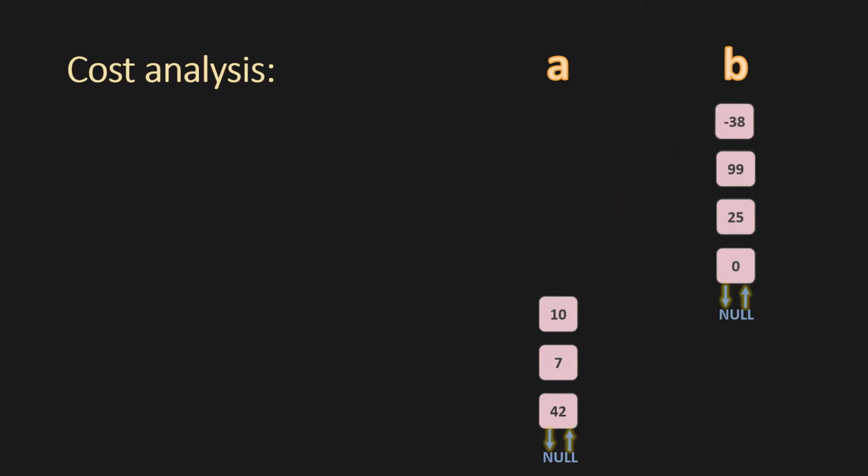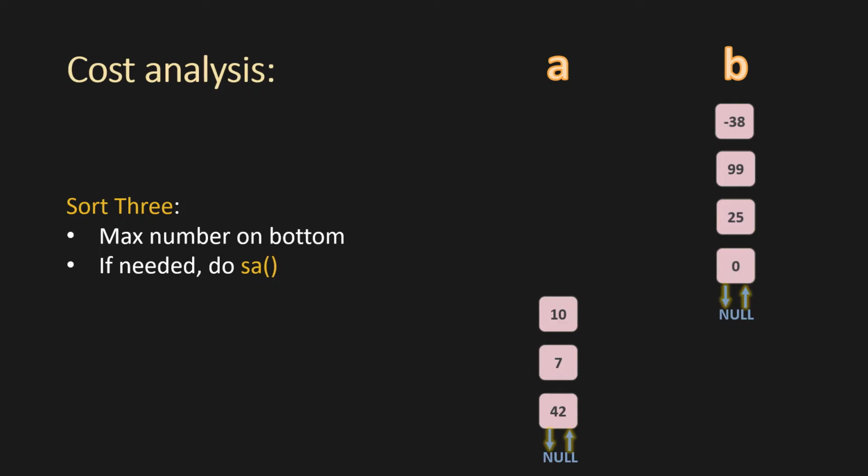We now have 3 nodes left in stack A, and in this case, we will implement an algorithm that sorts a stack of 3 nodes in ascending order. And it's pretty simple. We just need to make sure that the biggest number is on the bottom, and if we need to, we just simply swap the first 2 nodes.